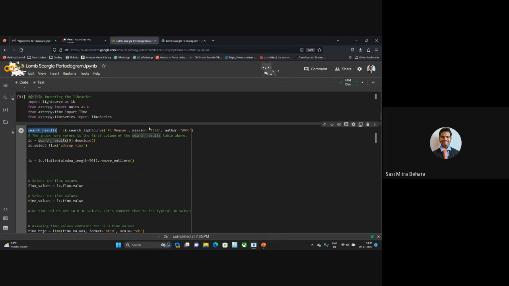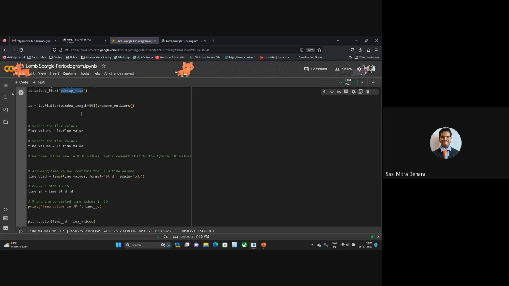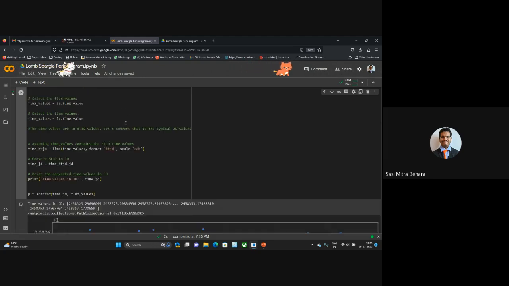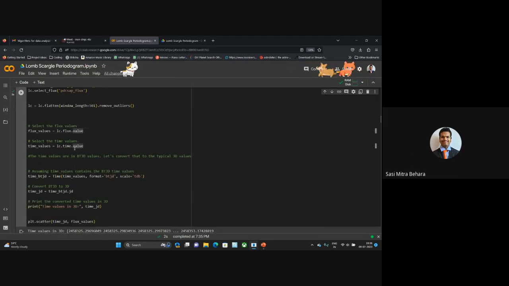First we search and we get a search result, and we are just taking the first item from the search results, which corresponds to the first observation. And the PDSAP flux essentially refers to how they pre-process the data and do it for us. If you look at the raw light curve, it's going to have a lot of instrumental errors that need to be accounted for. Let's not worry too much about it. And again, you have methods to get rid of outliers and all that. And finally, let's just take the flux value, which comes from lc.flux, and time values, which come from lc.time.value.